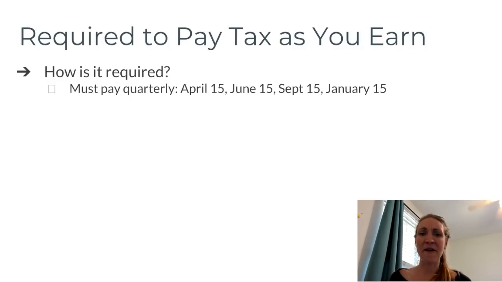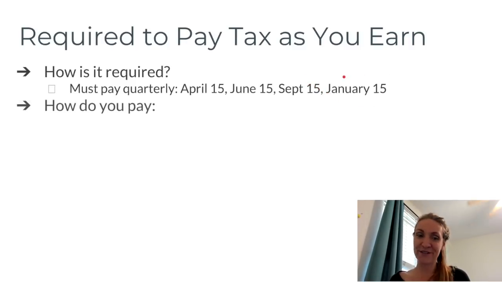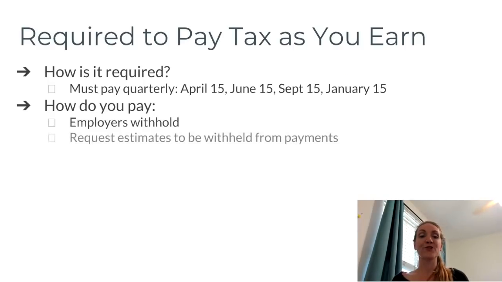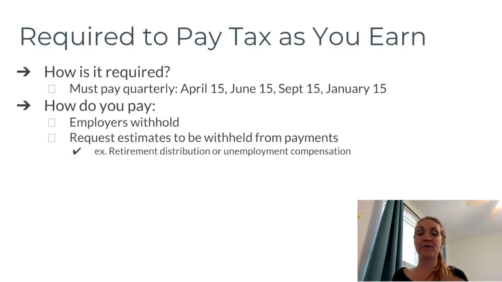So how is it required? Well, employers can withhold it from your paycheck, or you're required to actually pay it in quarterly, just like your employers do when they withhold it for you on April 15th, June 15th, September 15th, and January 15th. So they're not perfect quarters, but they're close. So employers can withhold it, or you can request estimates to be withheld from payment.